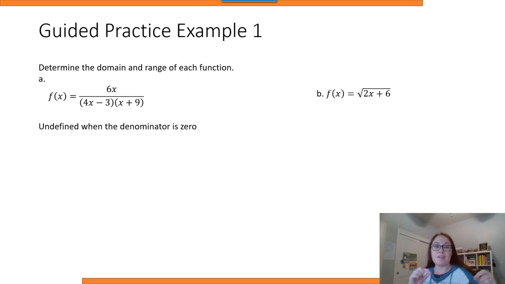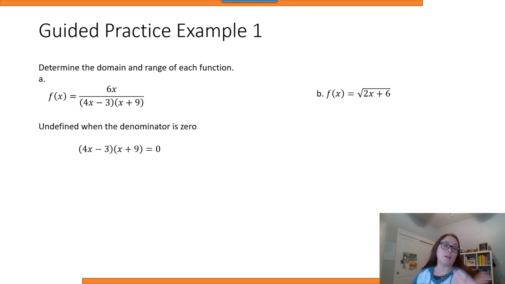So anytime that I have an x value that will cause the denominator to be 0, that's something I'm going to remove from the domain. And then likely everything else will be included in the domain. So I'm going to take that denominator, set it equal to 0, and solve.